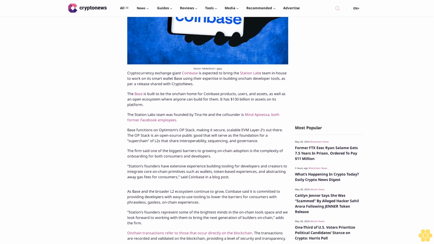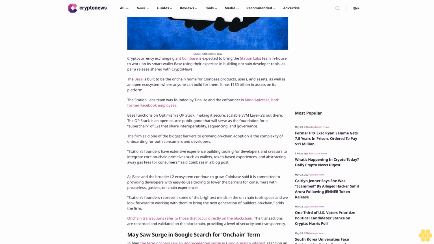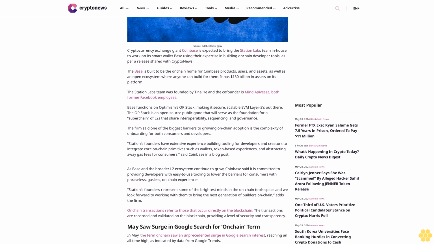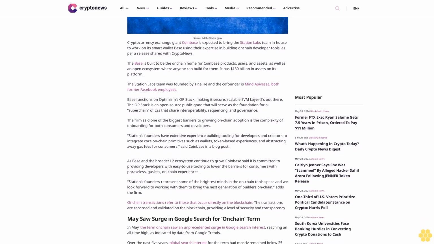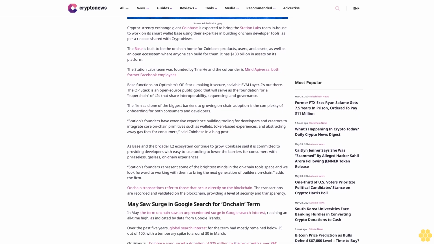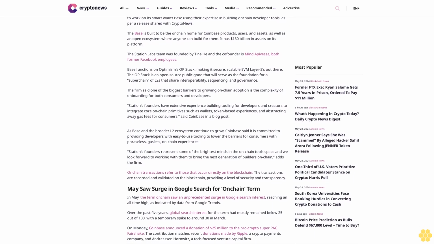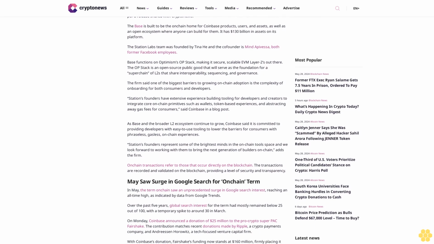The Station Labs team was founded by Tina He, and the co-founder is Minda Pivessa, both former Facebook employees. Base functions on Optimism's OP Stack, making it one of the most secure, scalable EVM Layer 2s out there. The OP Stack is an open-source public good that will serve as the foundation for a Superchain of L2s that share interoperability, sequencing, and governance.